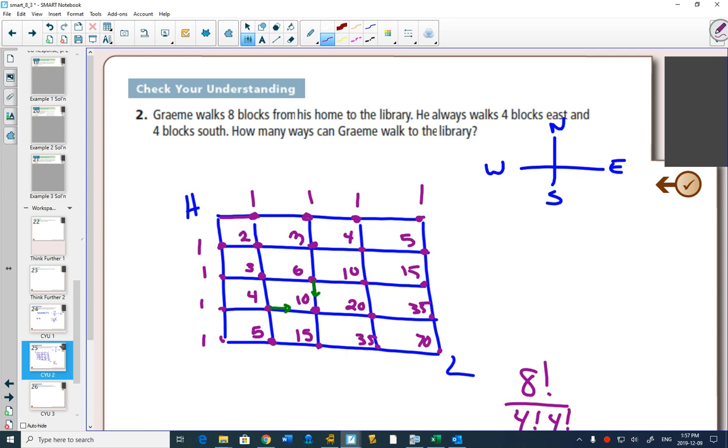Which isn't very hard to count or write it out. If you did 8 factorial over 4 factorial, 4 factorial, you'd have found that answer to be 70 as well. And so that's another way of counting the pathways.